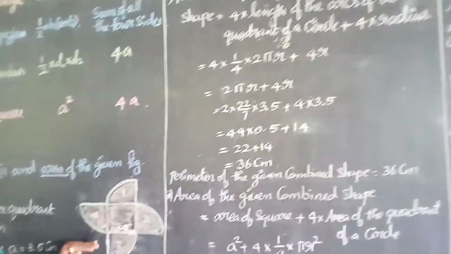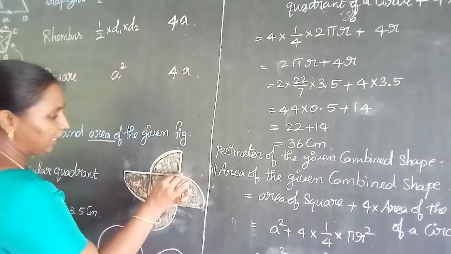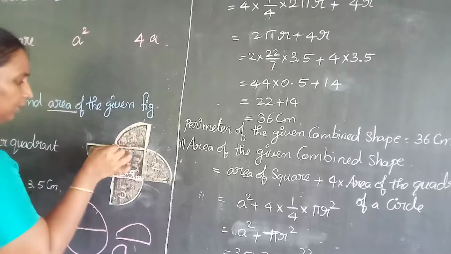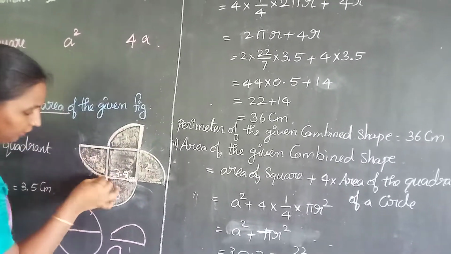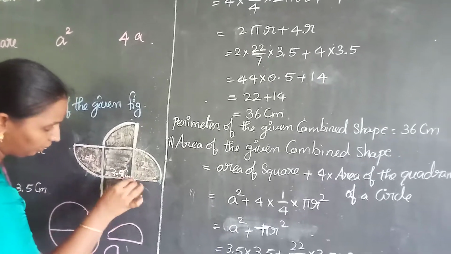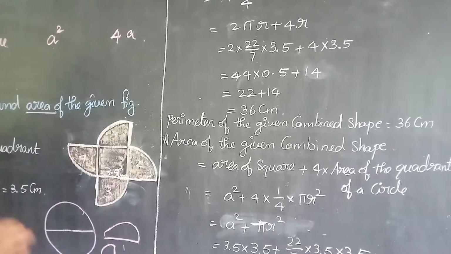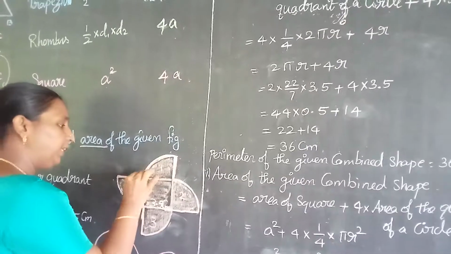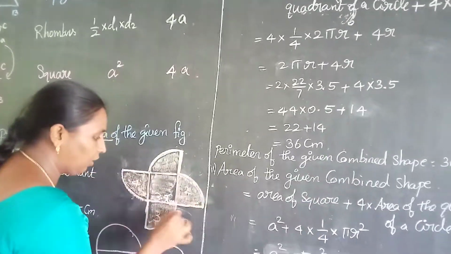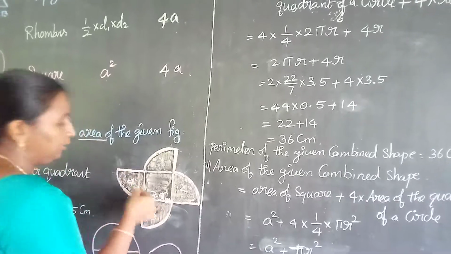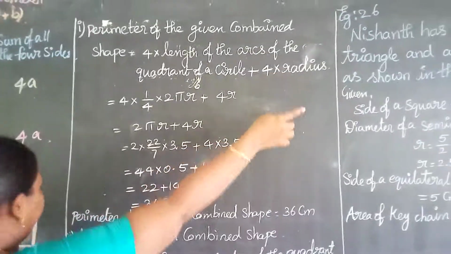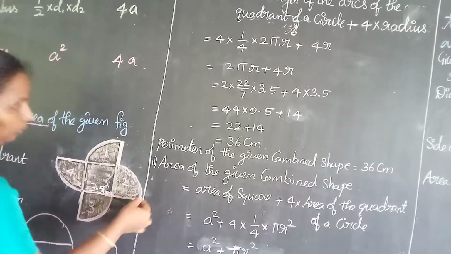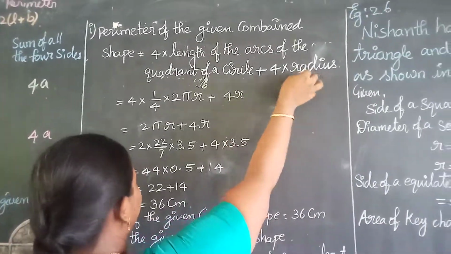See here how to find perimeter of this combined shape. Starting from here, this is one radius, then this curved shape, again this radius, curved shape, radius, curved shape. So you can write it as 4 into length of the arc of a quadrant of a circle, plus 4 into radius. How many radii are there here? This is 1 radius, 2, 3, 4. So 4 into radius. Did you understand how we are writing this?